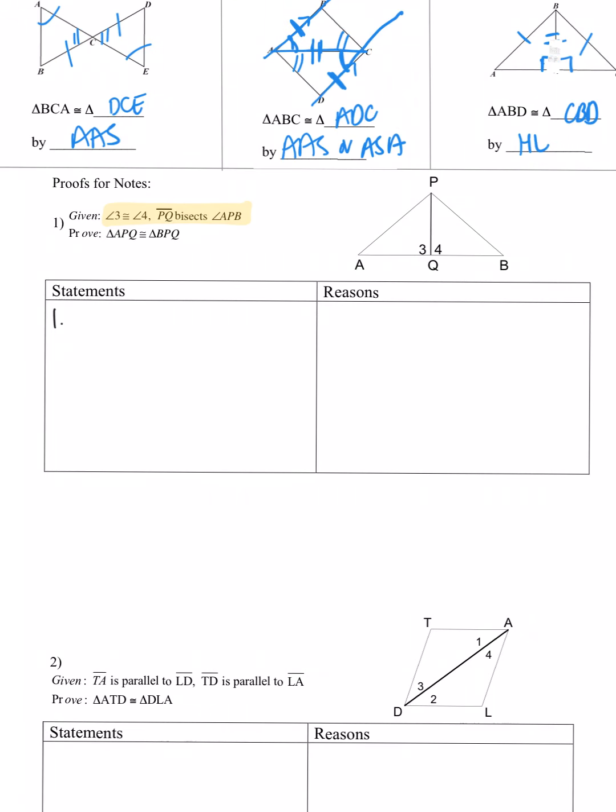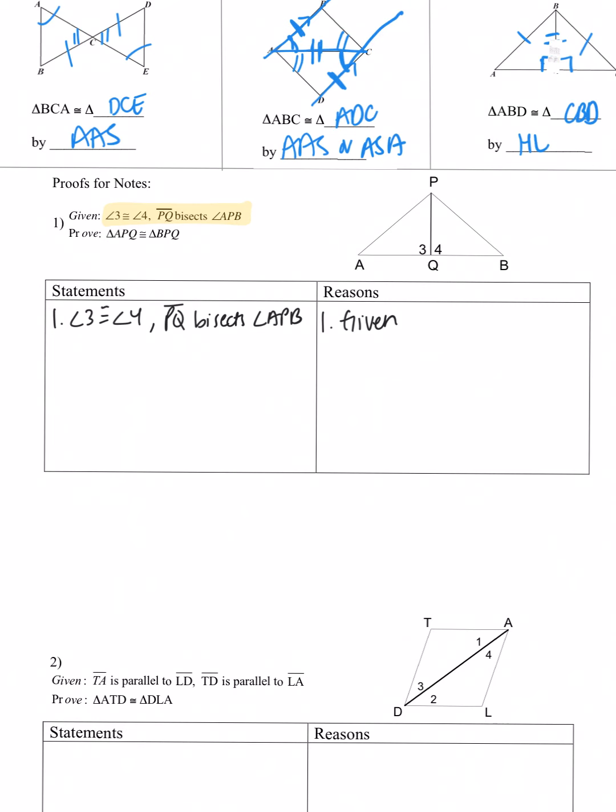Angle 3 is congruent to angle 4, and PQ bisects angle APB. And how do we know this? Because it was given. This will always be the first line of your proof. The given information and the reason will be given. Now that we know the given information, we're going to go mark our triangle.